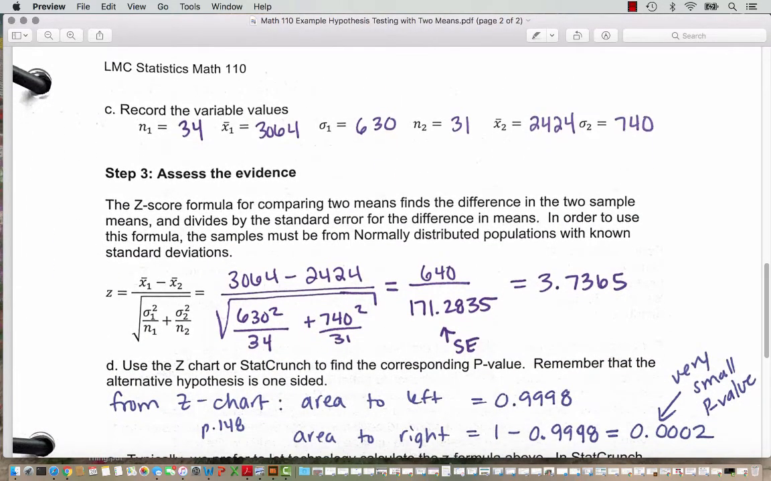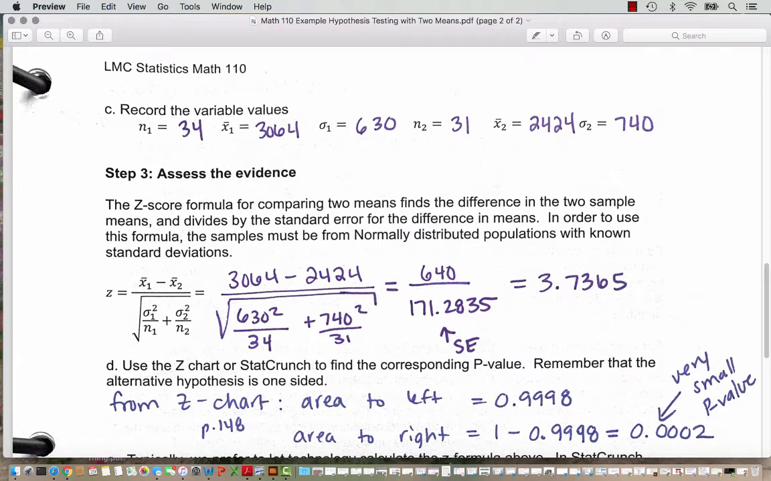So now we want to record the variable values. We're going to use these when we calculate the formulas and go into StatCrunch. So n1 is the sample size for San Francisco, since San Francisco is group 1. So that's 34. x bar 1 is the sample mean for San Francisco apartment rent. So that was $3,064. Standard deviation 1 is the standard deviation for San Francisco. So we're using that assumed population value from apartmentlist.com. So that's $630.